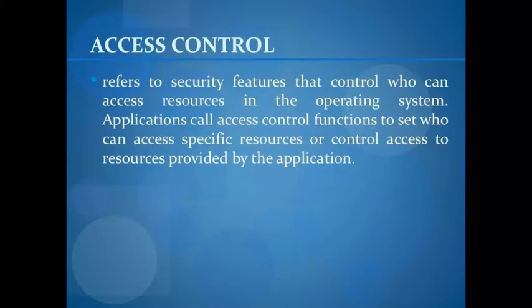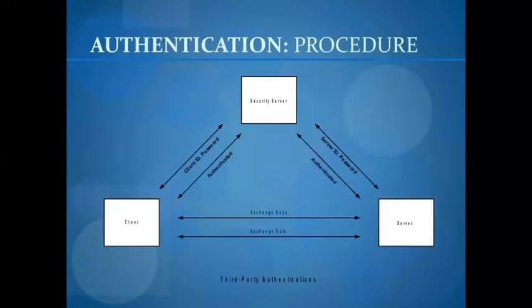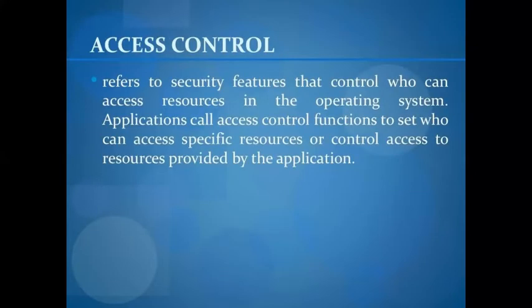Now, let us consider access control. If we understand this diagram, then we can consider the access control method. Access control refers to the security features that control who can access the resources in the operating system. An application can call access control functions to set who can access a specific resource, or to control access to the resources provided by applications.